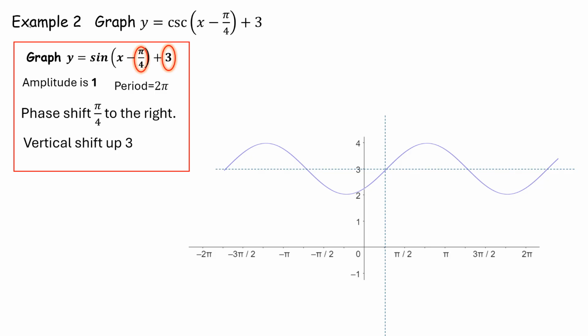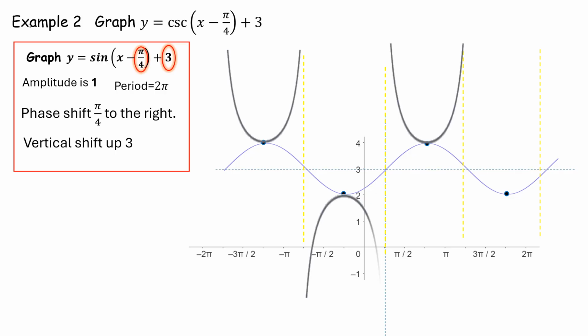And so all we have to do is notice that we're going to have asymptotes wherever that graph crosses the horizontal axis, which is now y equals 3. So those are going to be the asymptotes. And then also the maxes and mins will have a point that's going to be on the cosecant graph. So we put those points and then we just make our little U shapes. And that is the graph of cosecant of x minus pi over 4 plus 3.